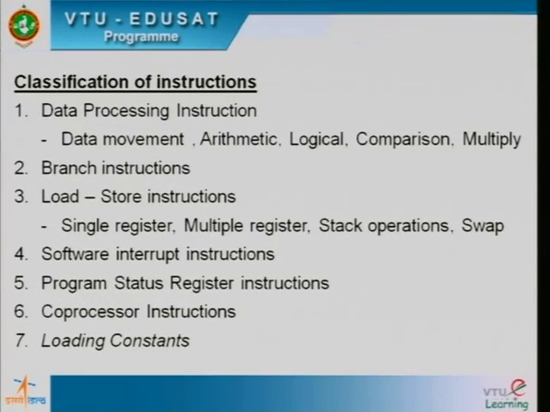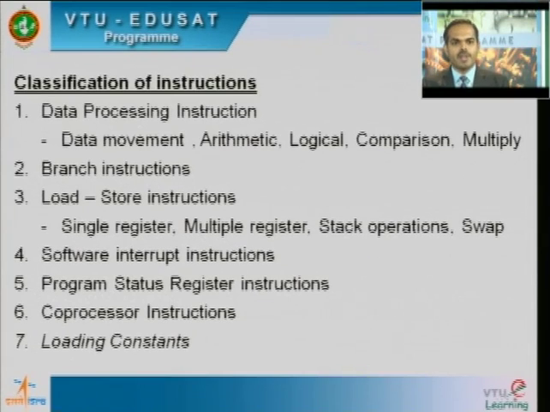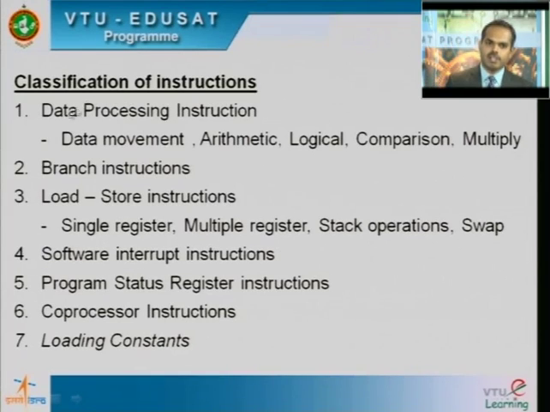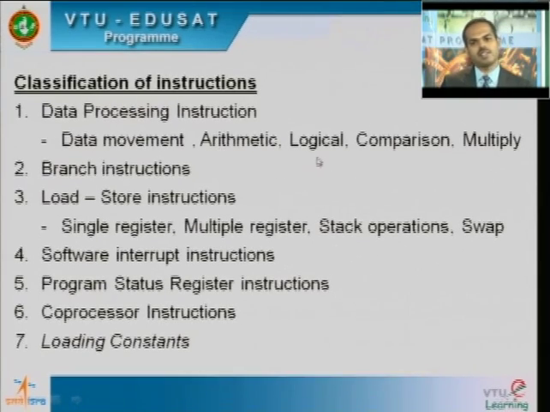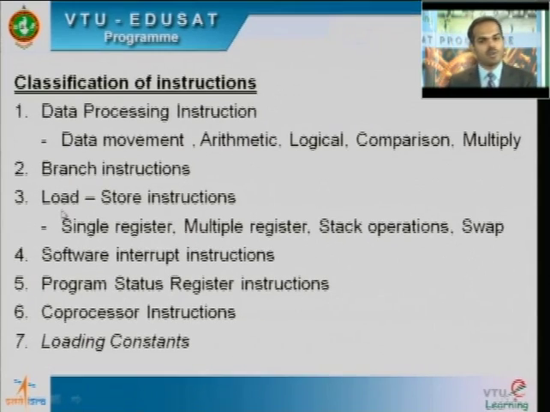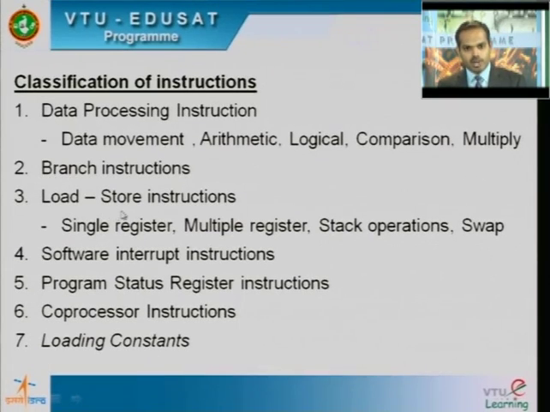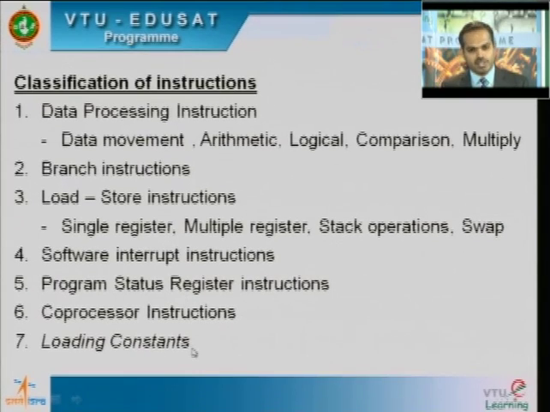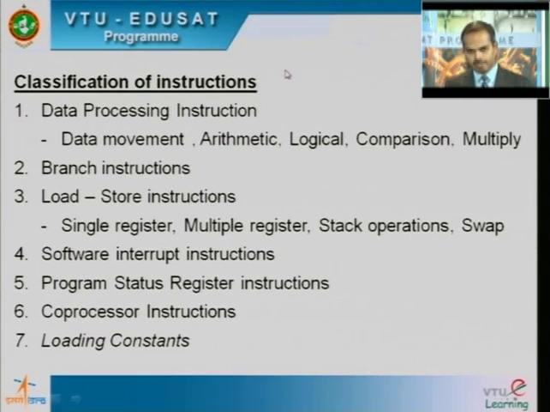Right. Now we will go exactly to the classification of ARM instructions. There are actually 7 types of ARM instructions. First, data processing instructions. In that, we need to study data movement instructions, arithmetic instructions, logical instructions, comparison instructions, and multiply instructions. Second, there is the branch instruction. Third, there are load and store instructions. This is very, very important. The load and store instructions include single register load and store instructions, multiple register load and store instructions, stack operations, and swap instructions. Then we have software interrupt instructions. Then we have program status register instructions, coprocessor instructions, and loading constants. We'll see them one by one in this list from now.